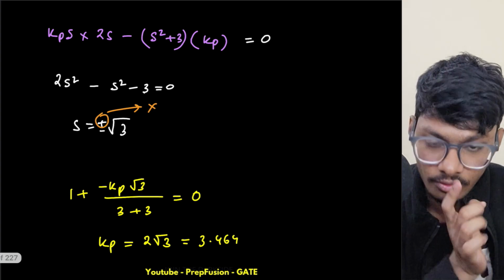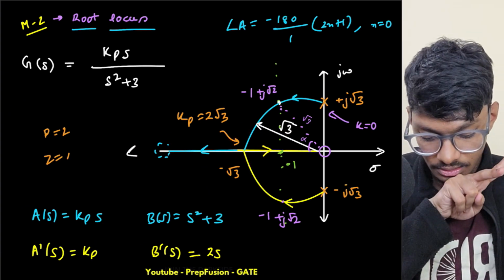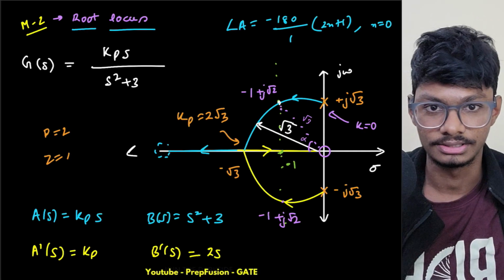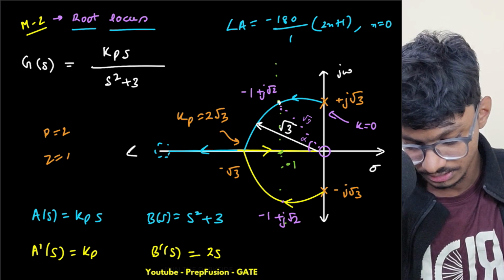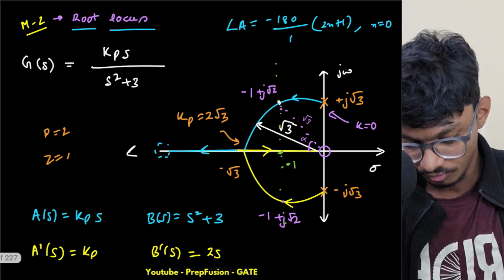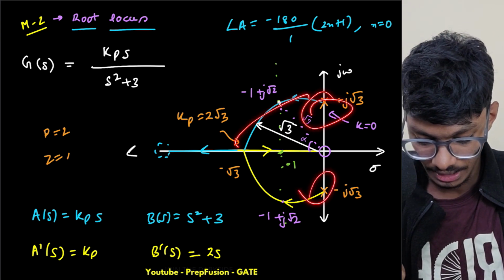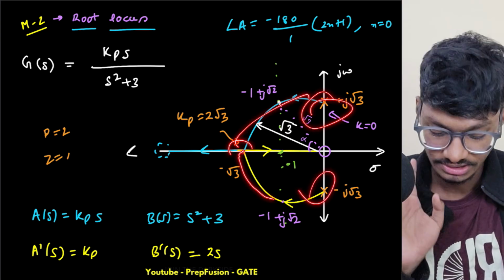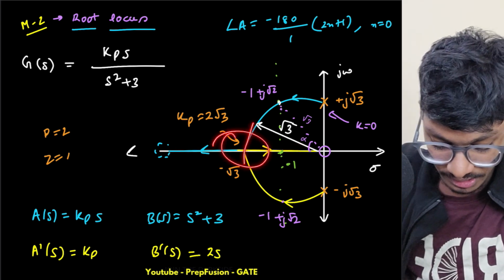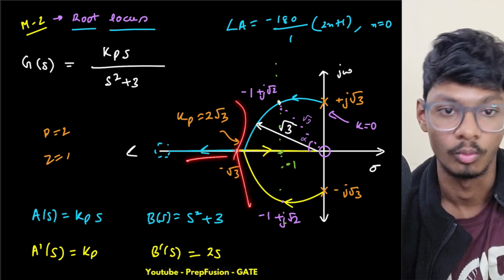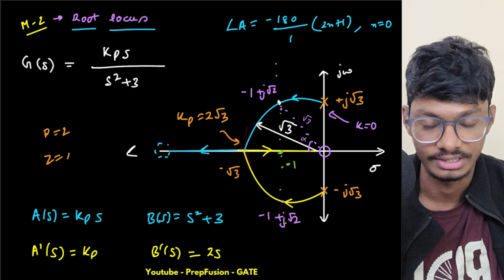Now what is the limiting value? One thing you observe is that when I reach this point, there is a break-in point. I was saying that the root locus will leave from these 2 points and will meet at these 2 points. So there is a break-in point here and then they are separating. They are not breaking out, they are breaking into the real axis. That's why it is known as the break-in point.